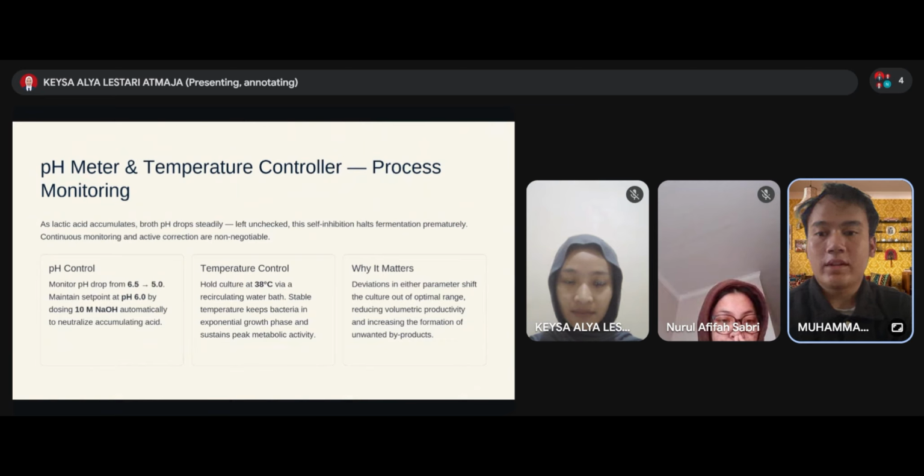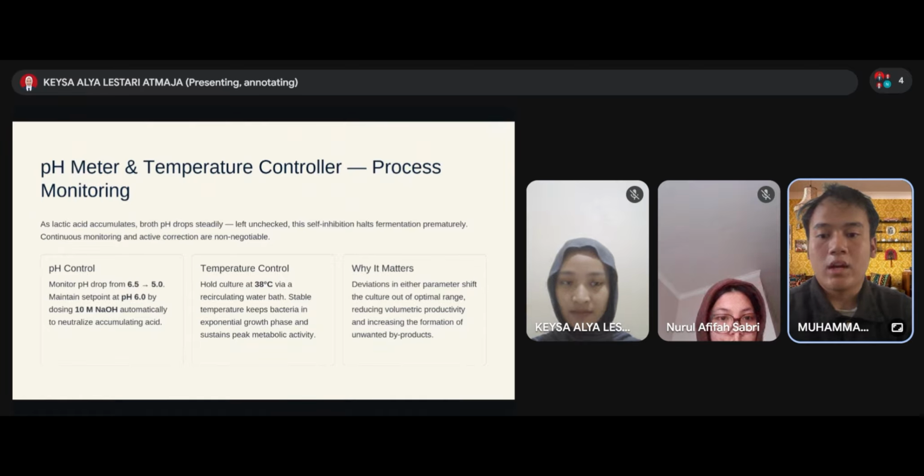Next, we move to process monitoring, specifically pH and temperature control. As lactic acid accumulates, the pH of the medium decreases. If not controlled, this can inhibit bacterial growth and stop the fermentation process prematurely. To prevent this, the pH is maintained at around 6 through automatic addition of NaOH.